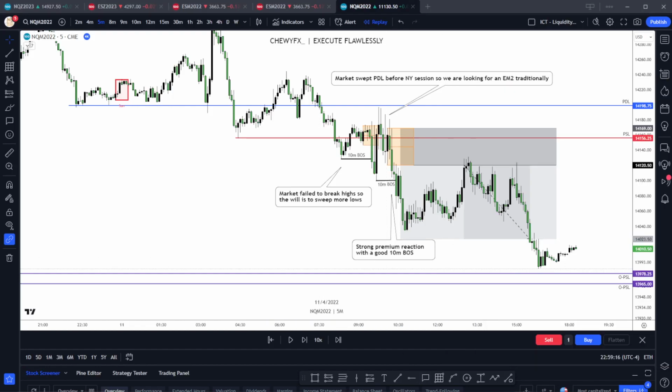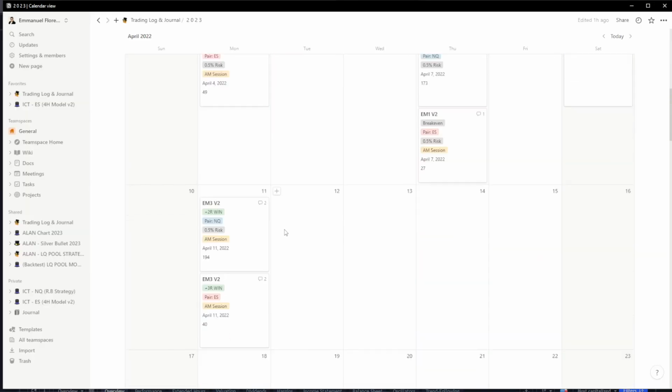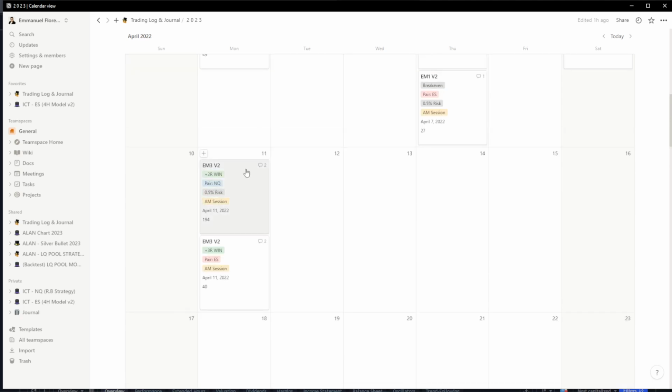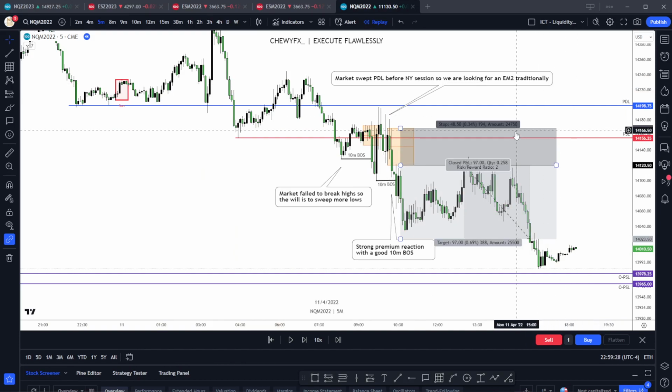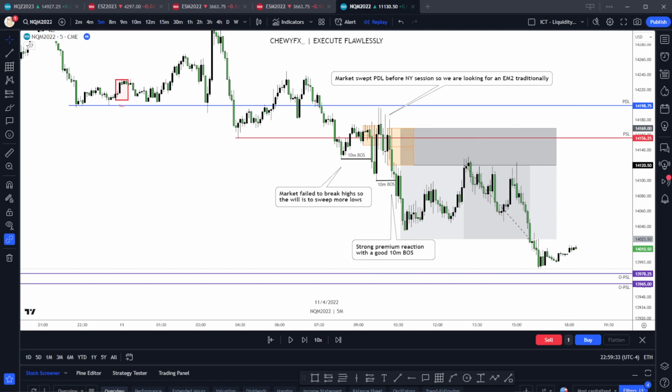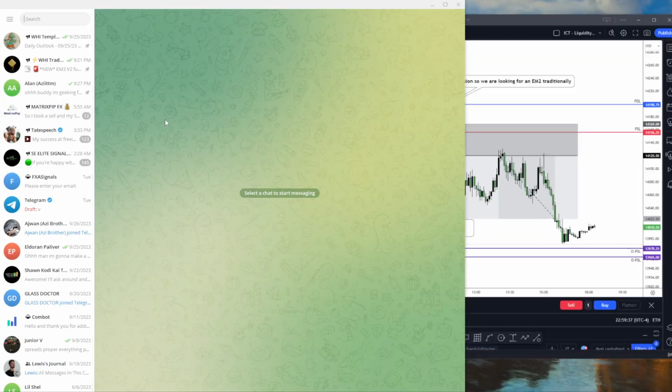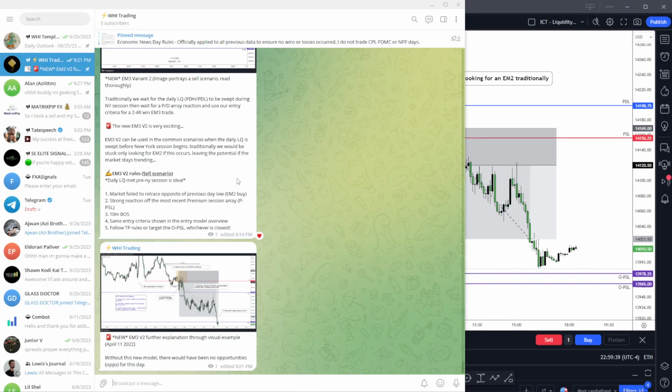Alrighty, this is a backtesting session for April the 11th to the 15th. I already went ahead and did Monday because I was testing out a new entry model, which is entry model 3 V2. I'll just quickly explain the model since we are here. So going over the rules.